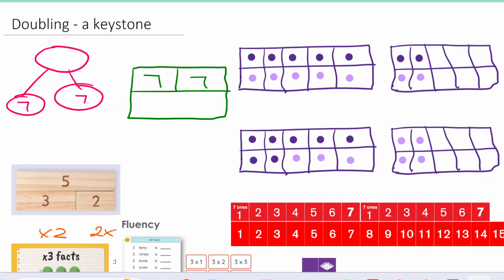Hi, my name's Christine, and I'm here from Maths Heroes to do a video on doubling, which is a keystone for our students to be able to be successful in multiplication.